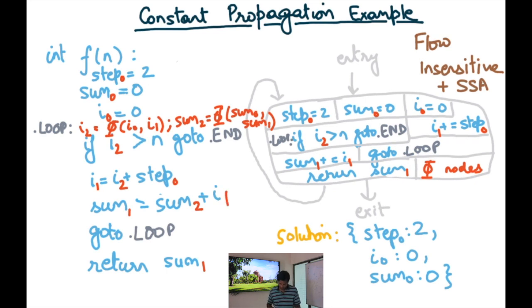And then I say go to loop. Right? And then finally, when I exit the loop, I just return sum 2, because that's the phi node that's flowing into that. That's the last assignment to sum that's flowing into the return statement. I'm sorry for the errors.